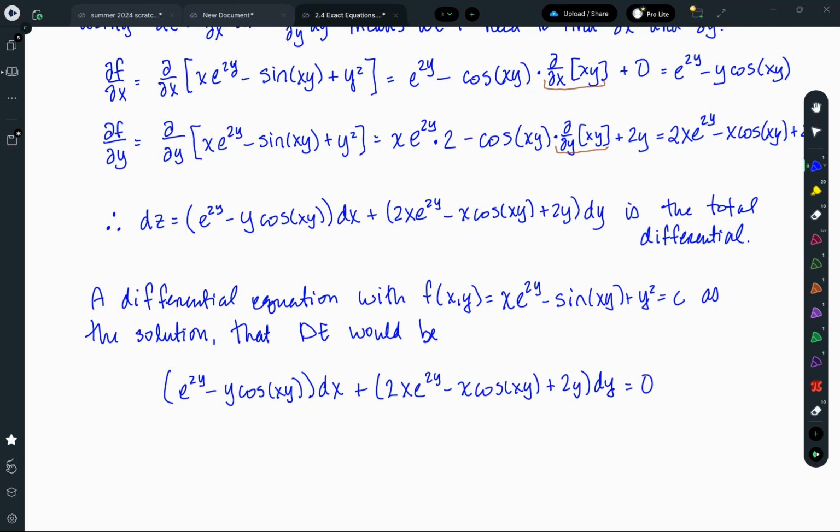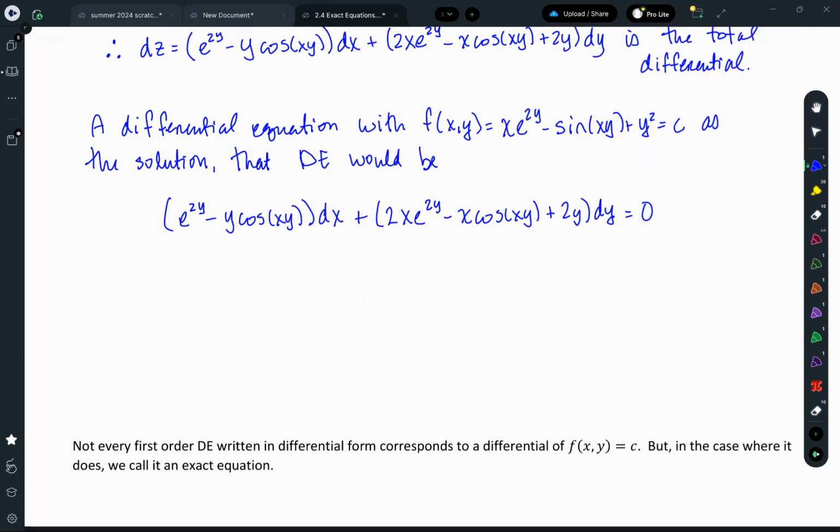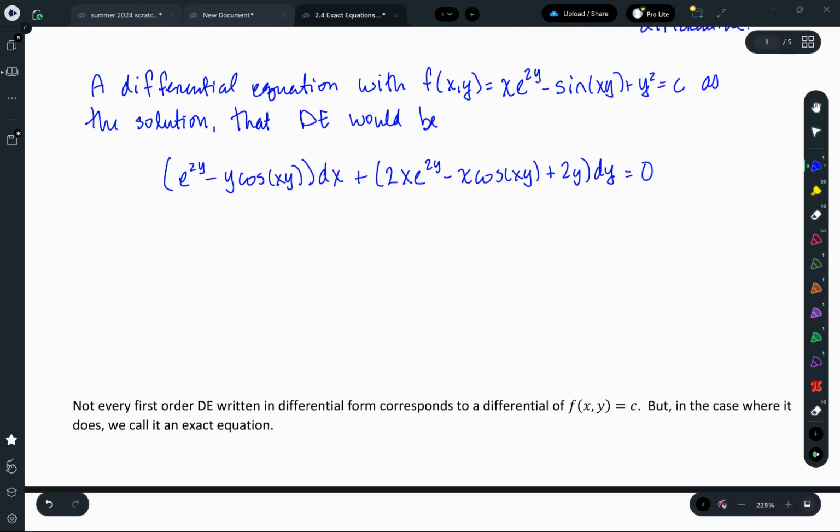And we need to be able to work backwards in order to get our solution. And so that's where we're going to start off. Okay, so not every first order differential equation written in differential form corresponds to a differential of f of xy equals c. But in the case where it does, we call it an exact equation, and then we know we can solve it. Okay, so that means we're going to need a way.